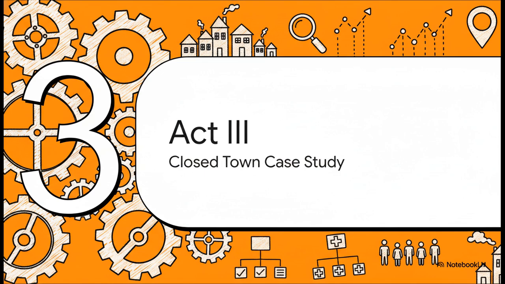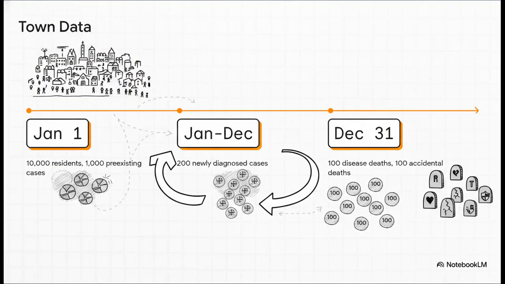Act 3, the closed town case study. I think the best way to really get this is to practice it. So I want you to calculate these concepts with me right now, using a hypothetical closed town. We'll track the data over a 12-month period. Okay, on January 1st, we start with a stable population of exactly 10,000 residents.